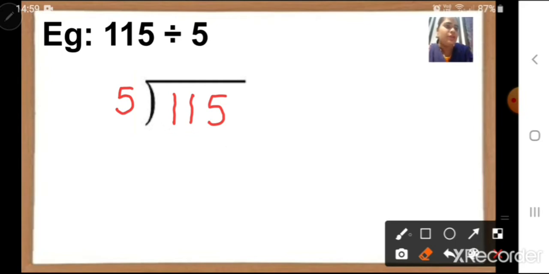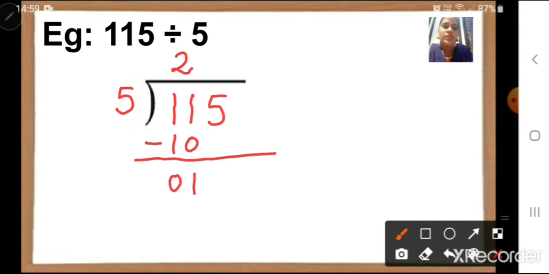So how are we going to write? 5 2s are 10. Okay, then we have to put a minus sign and then we will subtract 11 minus 10. Okay, it is normal subtraction. How do we do it? Start from here. 1 minus 0 is 1 and 1 minus 1 is 0. So here we got number 1, correct?